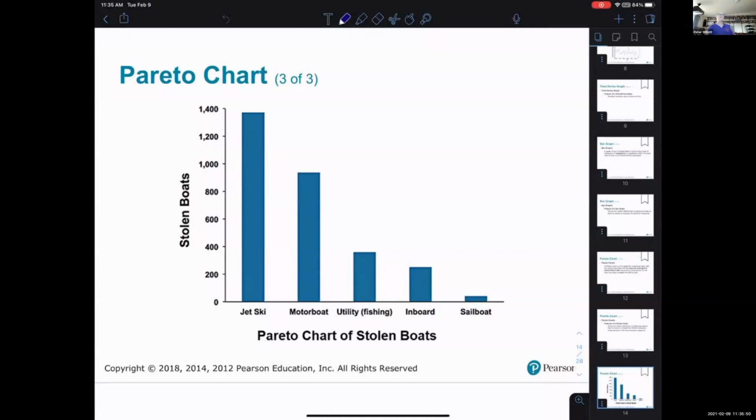Now, you don't have to do that. It could be that you just list them alphabetically. You could list the categories alphabetically, not favoring one over the other, and let the bars fall where they may. But if you do want to emphasize biggest to smallest, then that forms a Pareto chart. So in this case, they're showing the frequency of types of boat that was stolen.